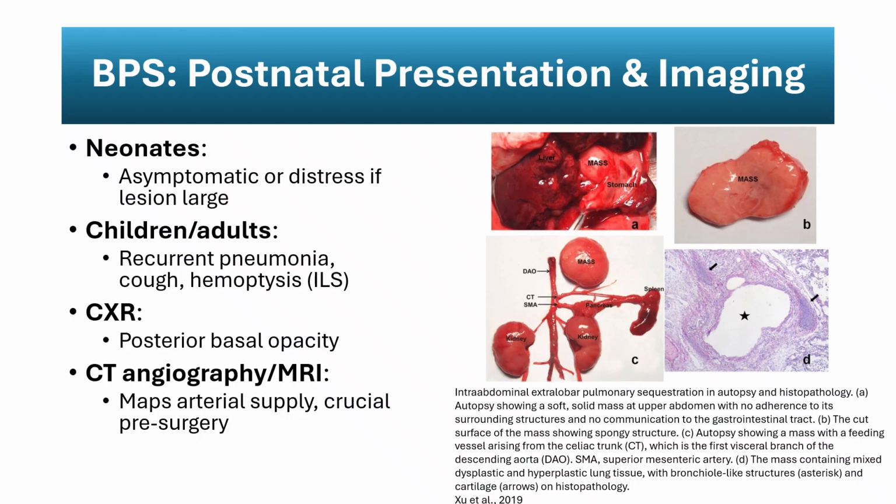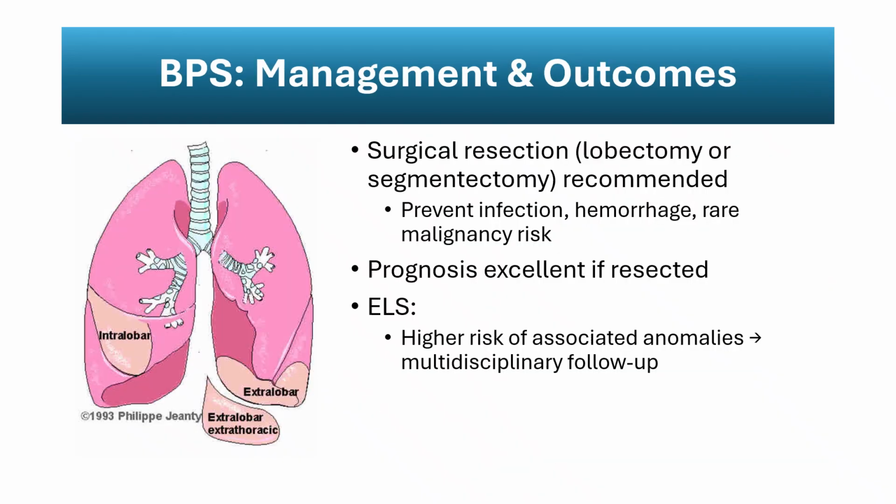Chest X-ray may show a posterior basal opacity, but computed tomography, angiography, or magnetic resonance imaging is necessary to map the systemic arterial supply and venous drainage. Precise delineation of the feeding artery is critical to avoid intraoperative hemorrhage and ensure complete resection. Postnatal imaging also helps distinguish BPS from other congenital lung lesions, such as CPAM, CLE, or bronchogenic cysts, guiding the timing and approach of surgical intervention.